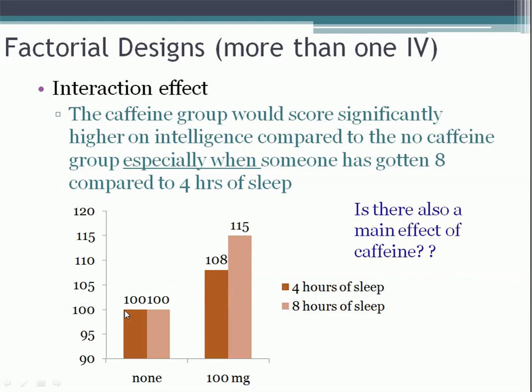Now, comparing this to the no caffeine group, there's also probably a main effect of caffeine, right? So if we collapse these 4 and 8 hours together, in other words, if instead of breaking these apart, we just look at this one group compared to this one group, I'd be willing to bet that there's also a main effect of caffeine here, where the people in the 100 milligram group scored higher than those in the no caffeine group, regardless of how much sleep they got.